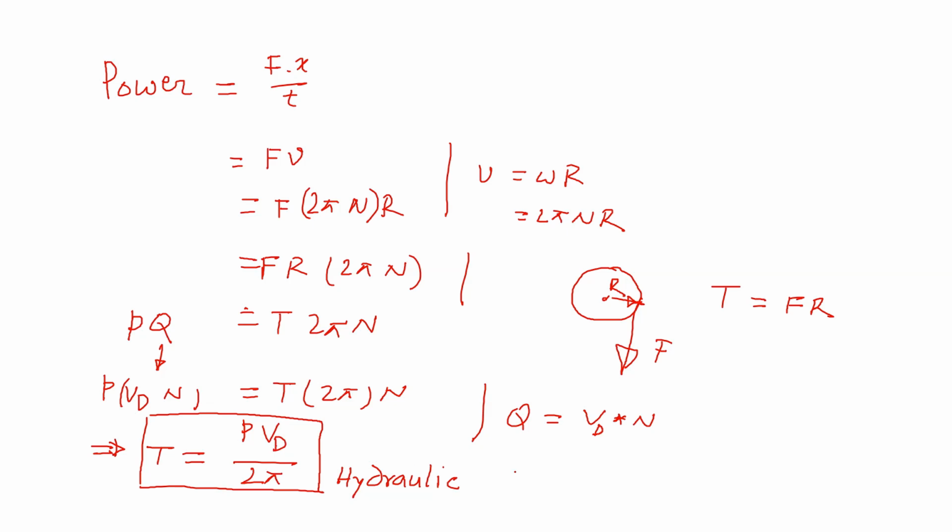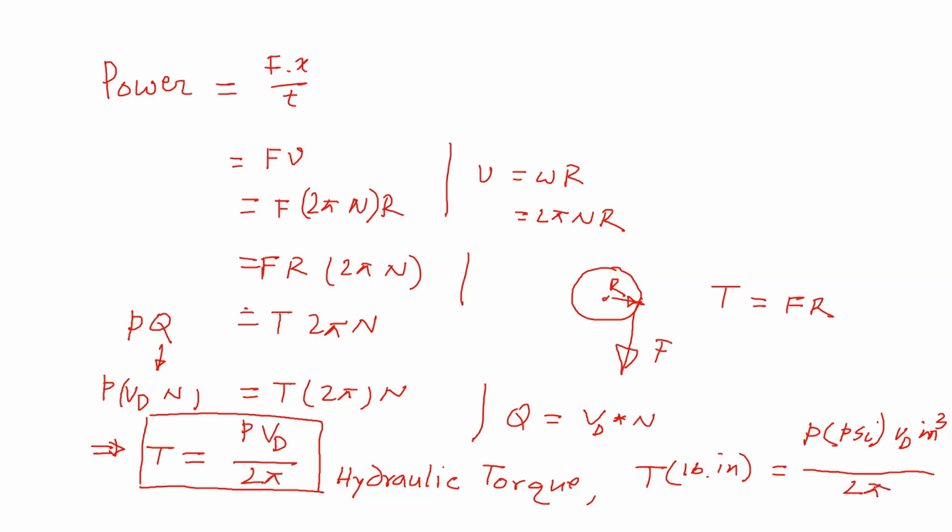So let me write down hydraulic torque. If we keep the units, for example, T will come in pound inches if we keep the pressure unit in PSI, pounds per square inch, and the volumetric displacement in cubic inches. Typically it is cubic inches per revolution, but people really don't say it that way. It's so common that they just say cubic inches, with every revolution implied.